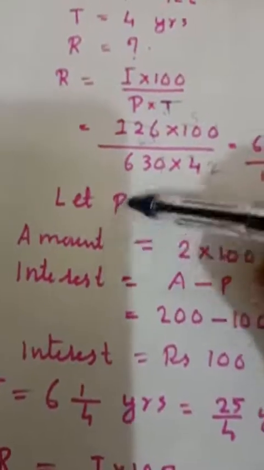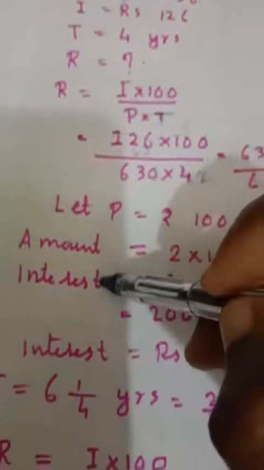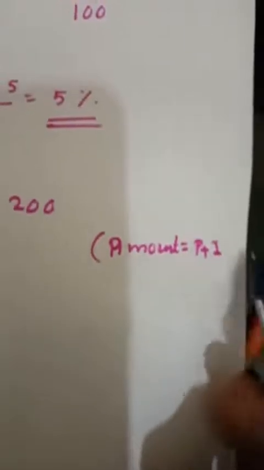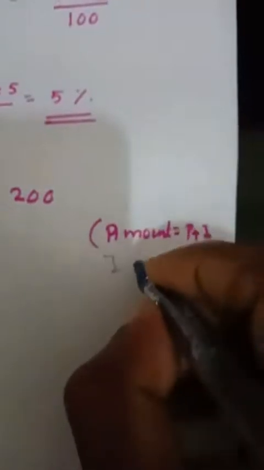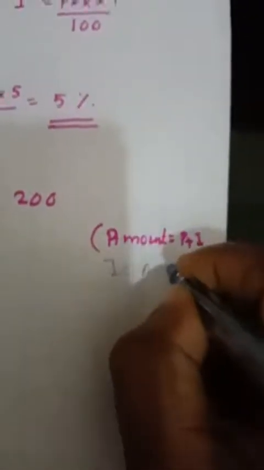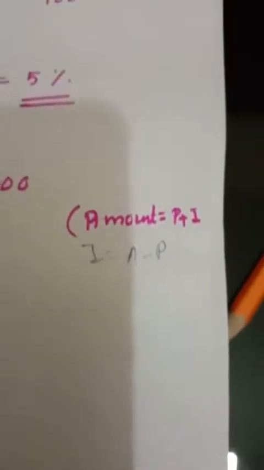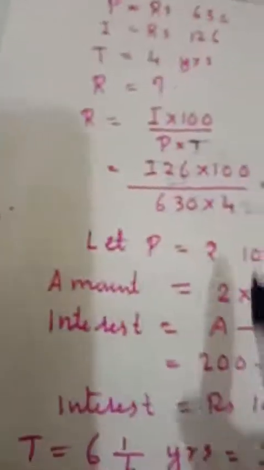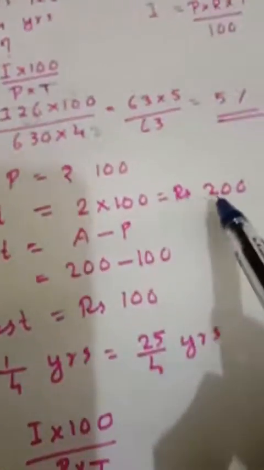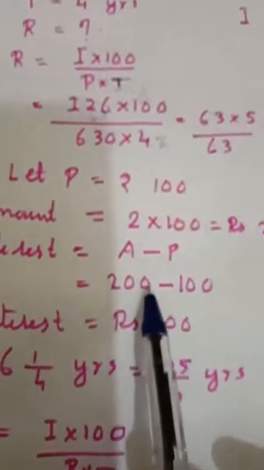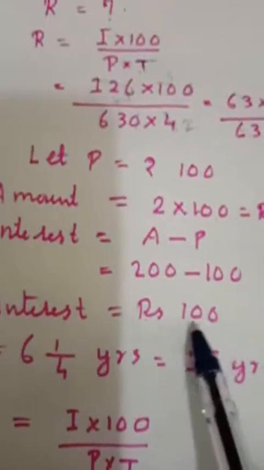Amount and principal we know. How to find interest? One formula is there. Amount is equal to principal plus interest. So interest is equal to amount minus principal. Here principal is 100, amount is 200. So interest is A minus P, 200 minus 100, so 100 rupees.